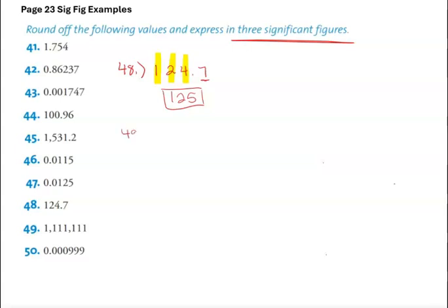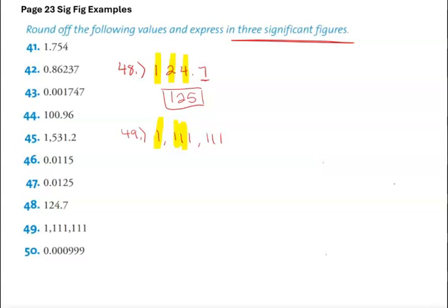All right, 49. We've got 1, 1, 1, 1. Just make sure I get all my ones in here. We don't have any decimals, so this is going to be one of those situations where we're going to have zeros at the end for placeholders. We don't have any zeros in the number. We don't have any decimals. So our first 3 non-zero numbers are going to be our significant numbers.